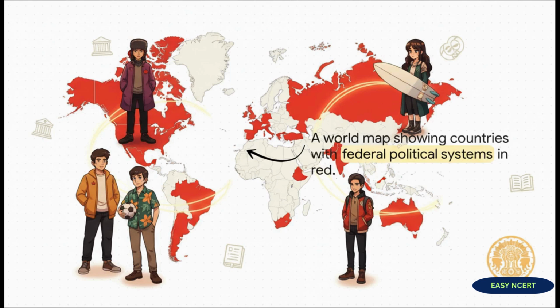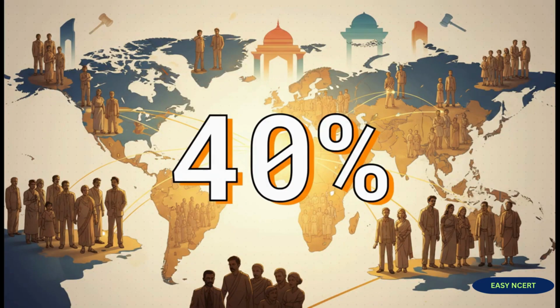Federalism isn't some obscure idea. It's the system used by some of the biggest and most diverse countries on the planet. We're talking Canada, Brazil, Russia, Australia. And even though the total number of federal countries might seem small, the impact is absolutely massive. Get this, only about 25 of the world's 193 countries are federal, but they are home to an incredible 40% of the entire world's population. That really shows you just how important this way of governing is.